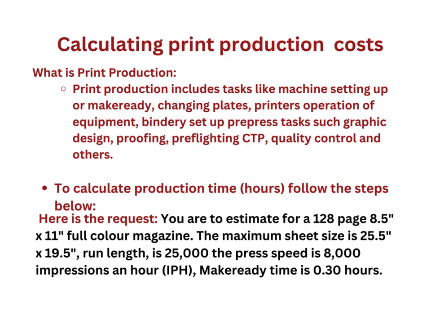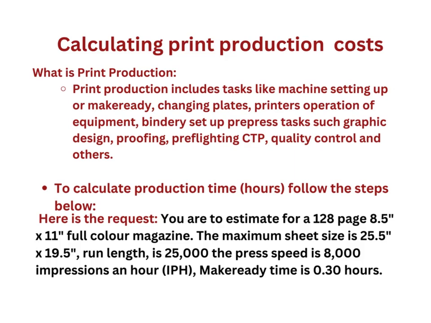Now, we are looking at a request that we have received, and here it is. You are to estimate for a 128-page A4 full color magazine. The maximum sheet size is 25.5 by 19.5 inches. I presume this is a Speedmaster. It can be one color, two color, three colors, four colors, or whatever. But this is a full color work that we are doing. And the run is 25,000. That is to print 25,000 copies.